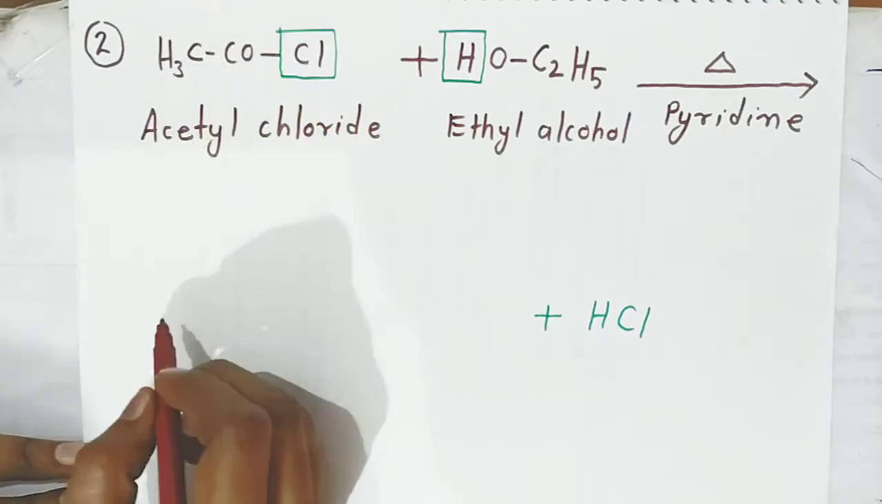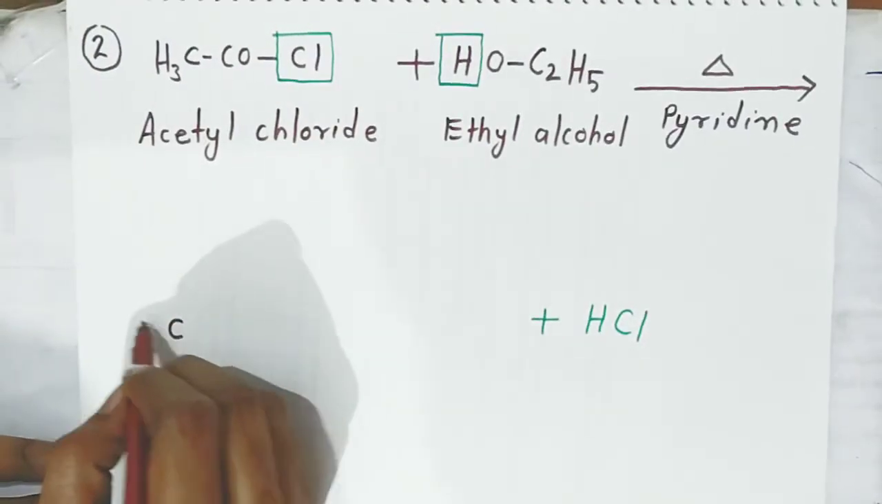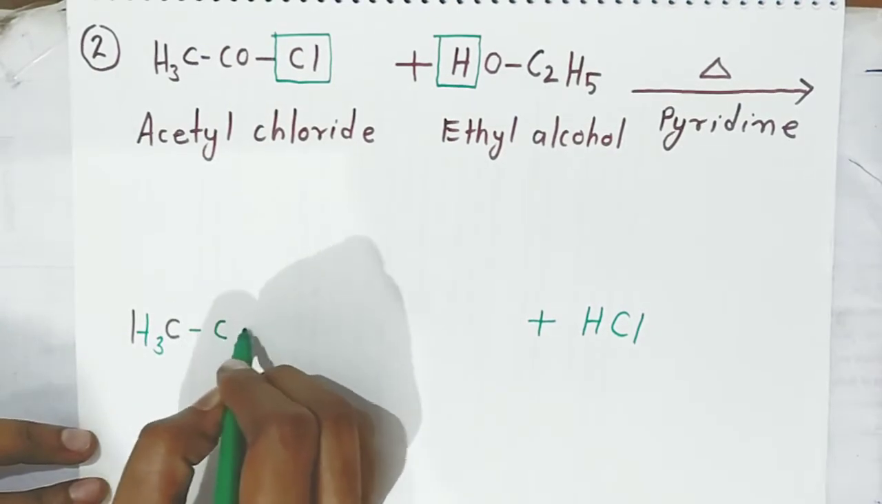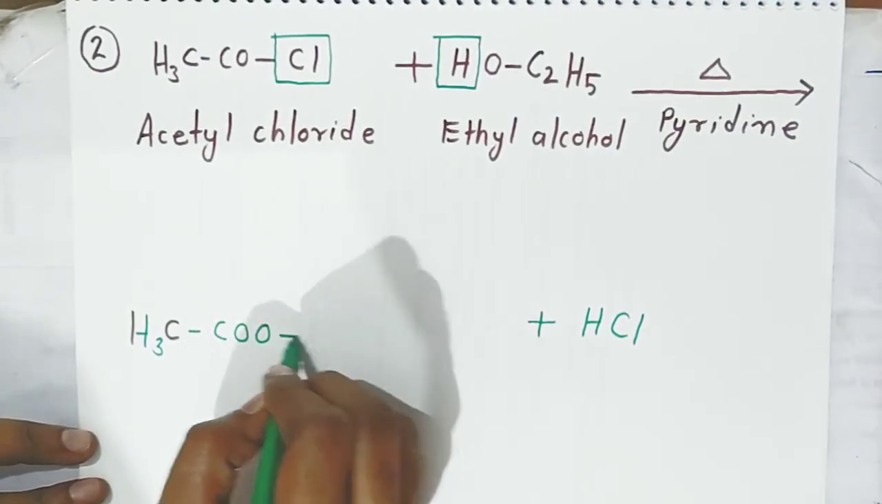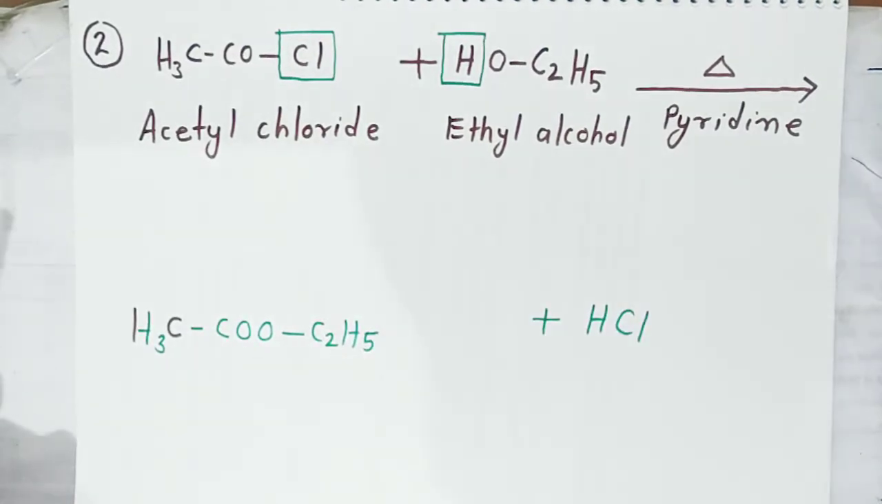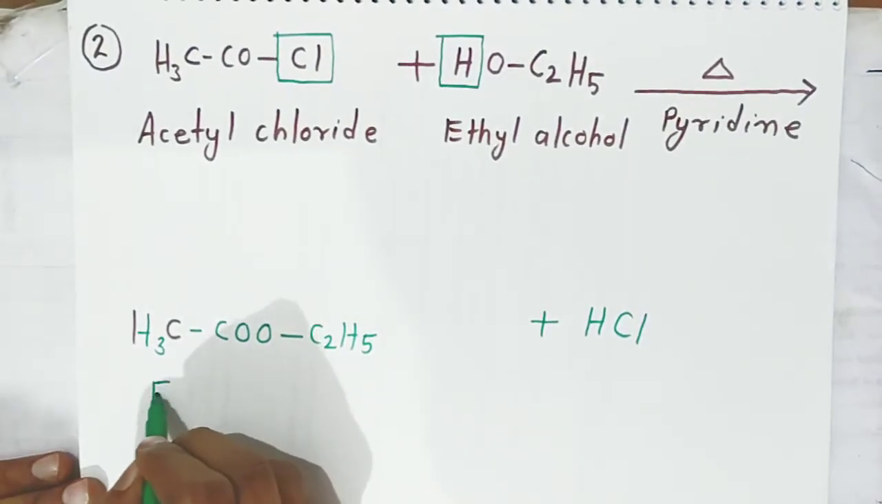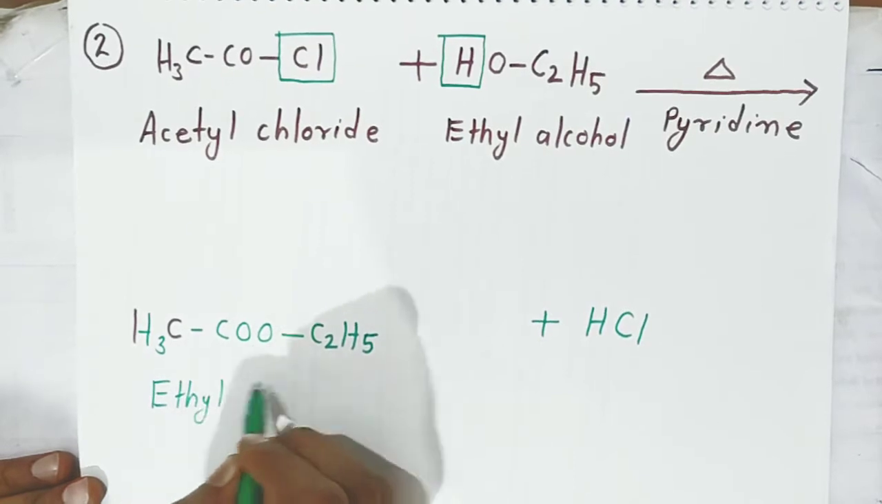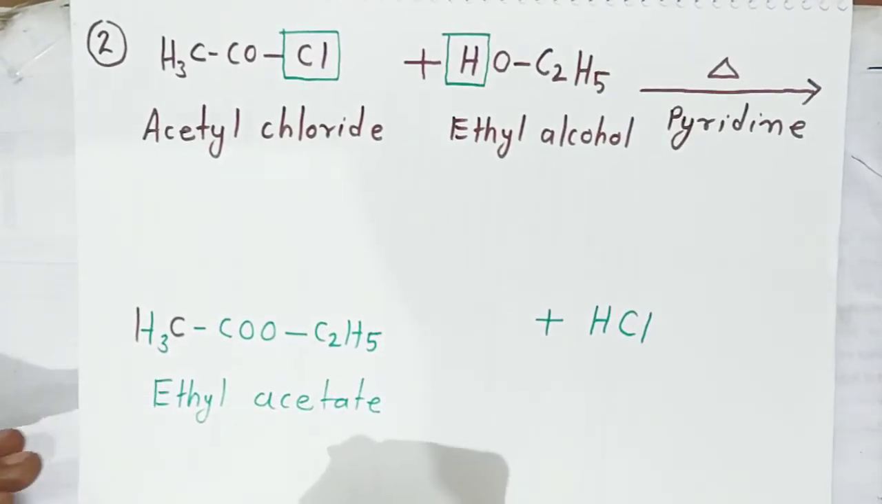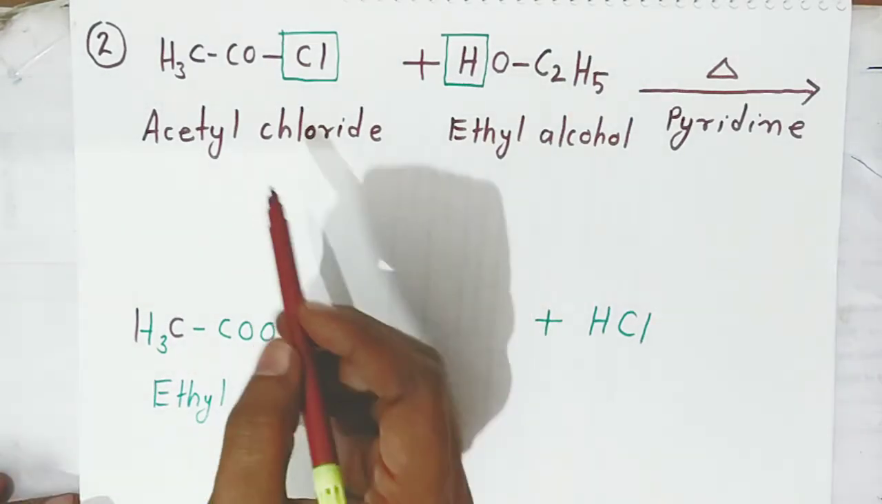And students, what happens? The CH3 will be as it is, CH3COO, and this is the C2H5. This is the material you are getting, students, that is called ethyl acetate. Again there is a formation of ethyl acetate. This is also called ethyl ethanoate. So this is the second way we have prepared the ester.